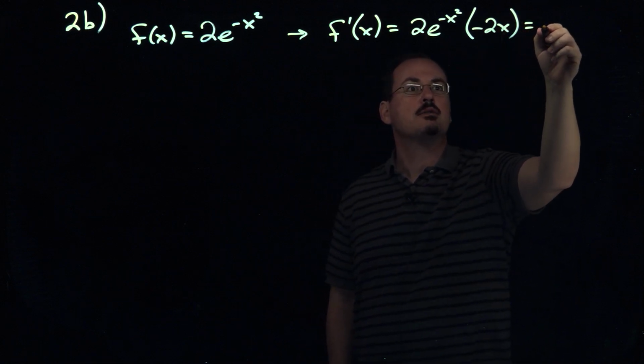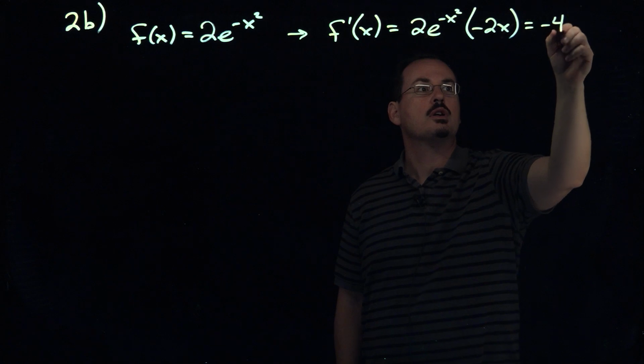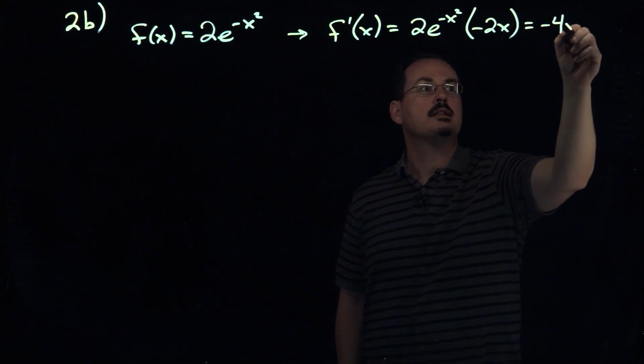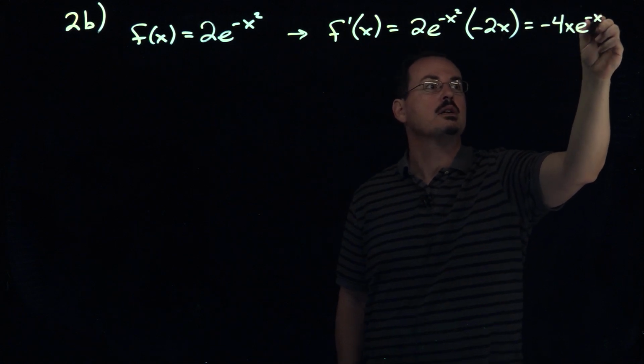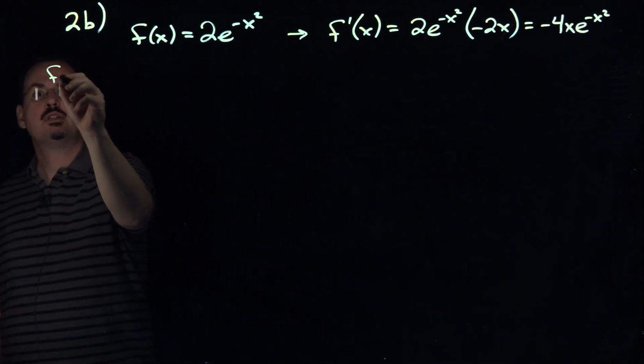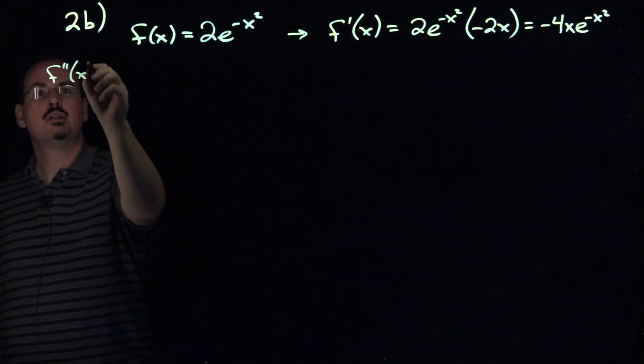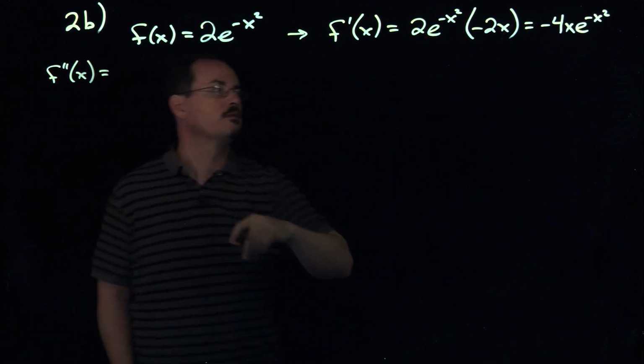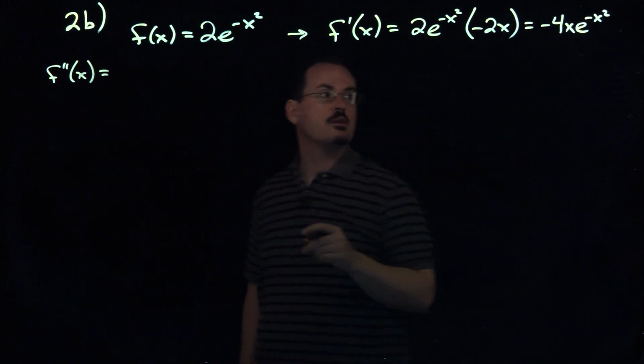So that's going to give us, when we simplify this, minus 4x e to the minus x squared. Okay, so there's the first derivative. Now we need the second derivative. So that's going to be the derivative of this thing. That's going to require the product rule.